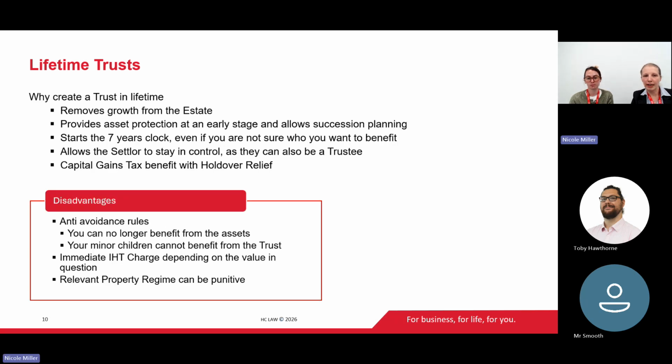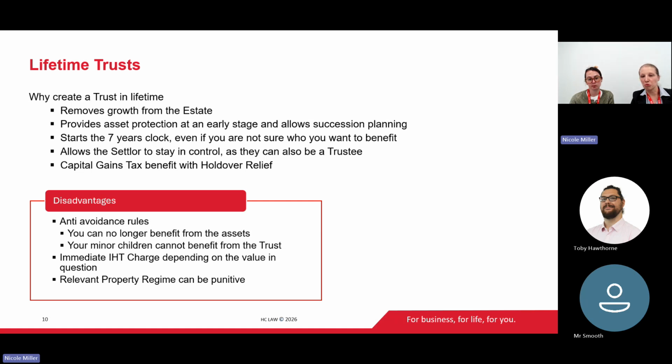So a bit of a summary here about lifetime trusts. Why create the trust in the first place? It removes any growth from the estate, which is good for early inheritance tax planning, and also freezes the value of the assets in the estate for that 7-year period, and any growth is then outside of the estate.